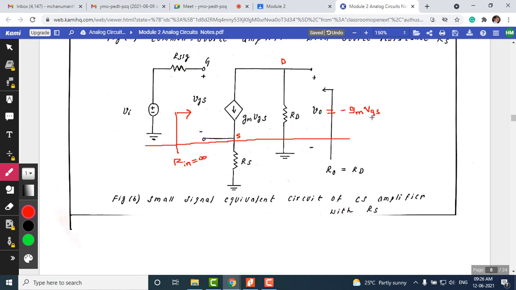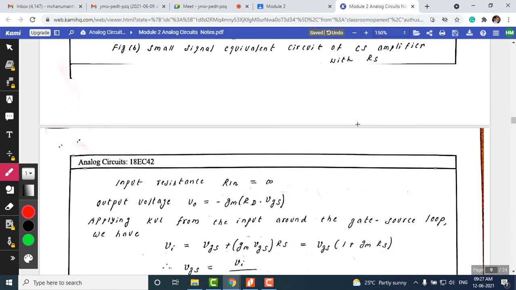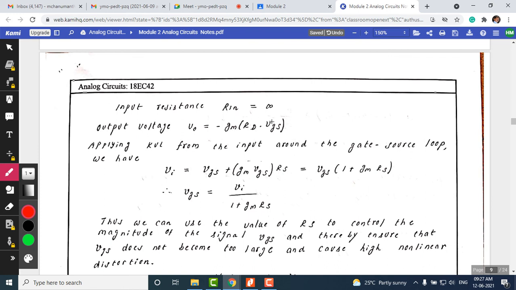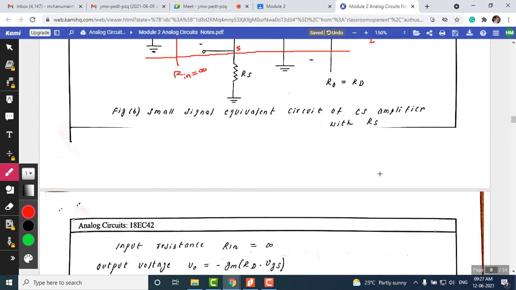So we can write the equation as minus gm times VGS, that is the current, including the negative sign, multiplied with the resistance RD. This is the expression for the output voltage: Vo equals minus gm times RD times VGS. The gm VGS is the current, and that multiplied with RD gives you the output voltage. You can apply KVL in the gate-source loop and see what you get.